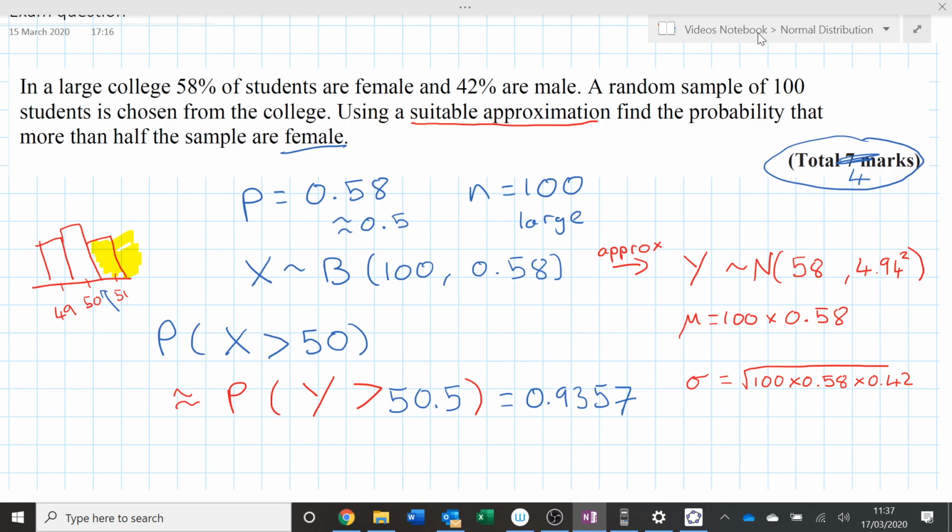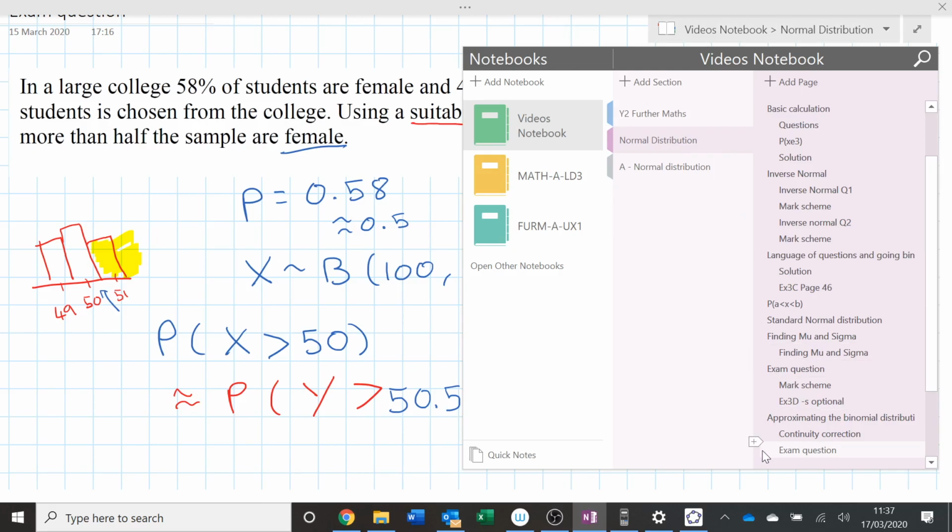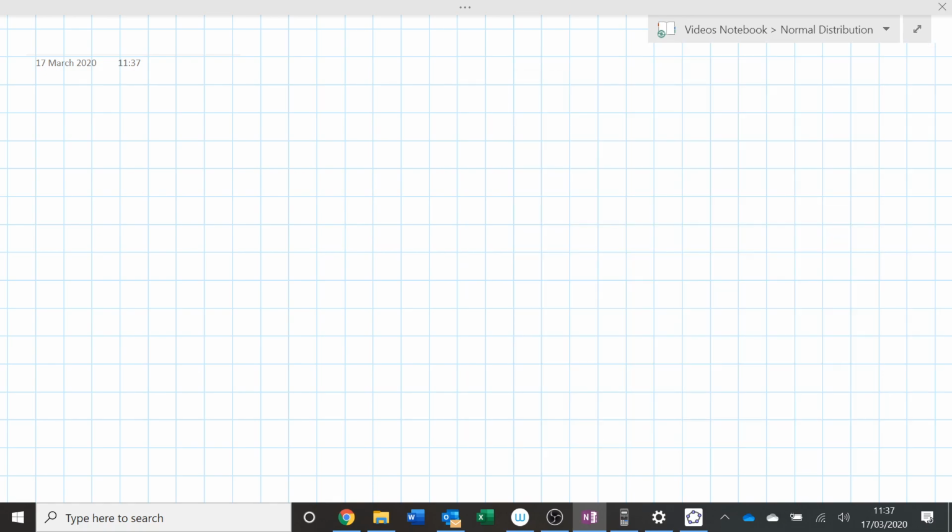Okay, questions that you should try in the exercise at this point. So I am going to give you a couple of questions that you could try. To do this, I recommend you go to exercise 3F and do questions 1, 2, 8 and 9. And that should cover that stuff well.